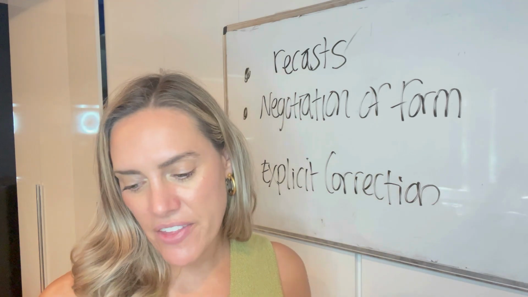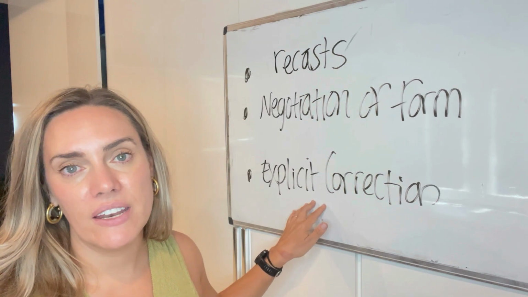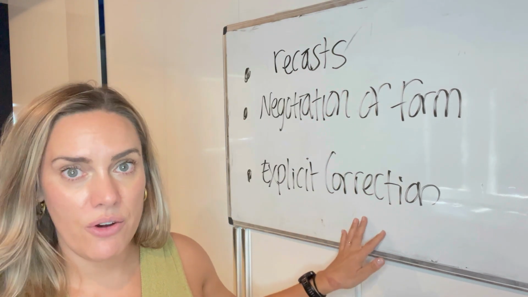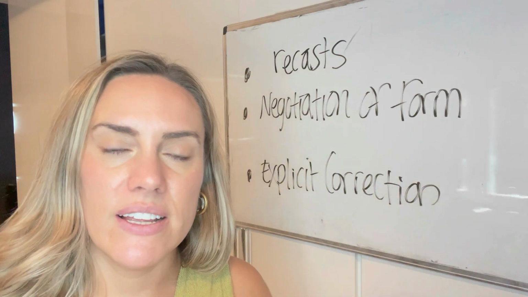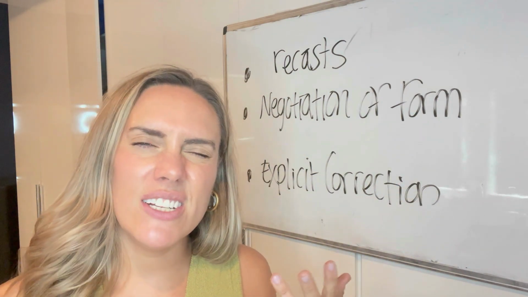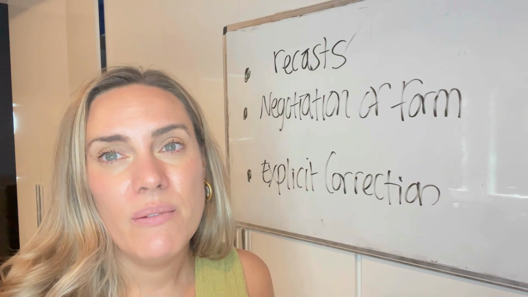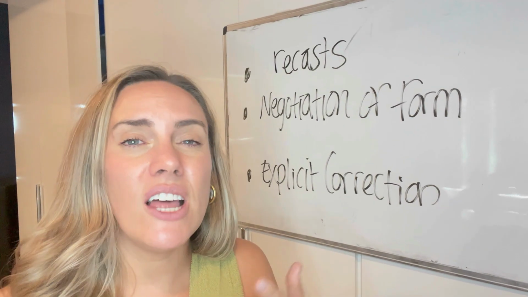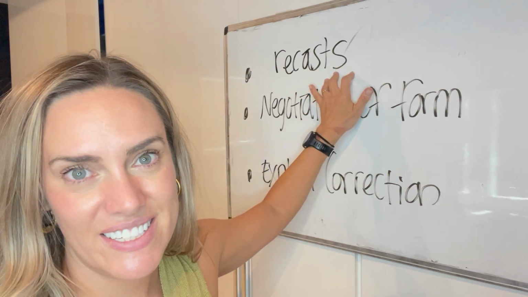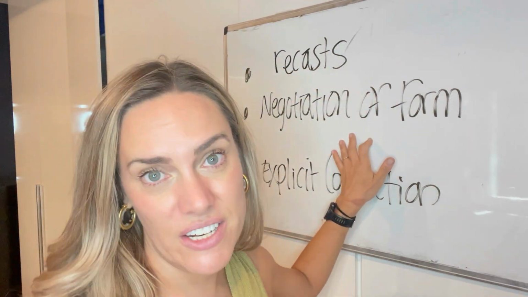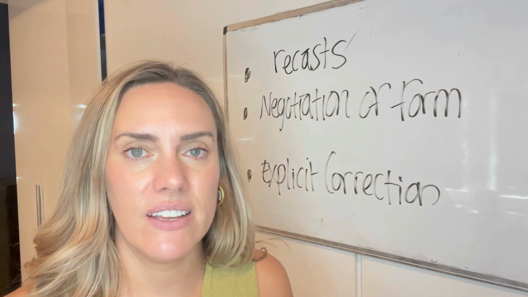Okay, and then the last type of way we can provide negative feedback is explicit correction. That just means saying, no, that's wrong, it's like this, and correcting. And that honestly lowers the affective filter, makes people feel uncomfortable. A lot of people say they want that, but what they really mean is they want to recast. Or they might want to negotiate form. It takes a long time, but it's a really great way for it to stick.